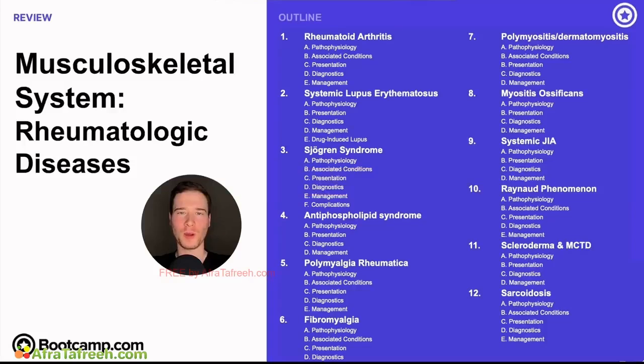So in this chapter, we're going to talk about rheumatologic diseases. This is an important contrast from our previous chapter in which we talked about primarily non-rheumatologic diseases. As you can see, there's a variety of different pathologies that we're going to discuss here. We're going to talk about pathophys, conditions, presentation, diagnostics, and management. So if you all are ready, then off we go.